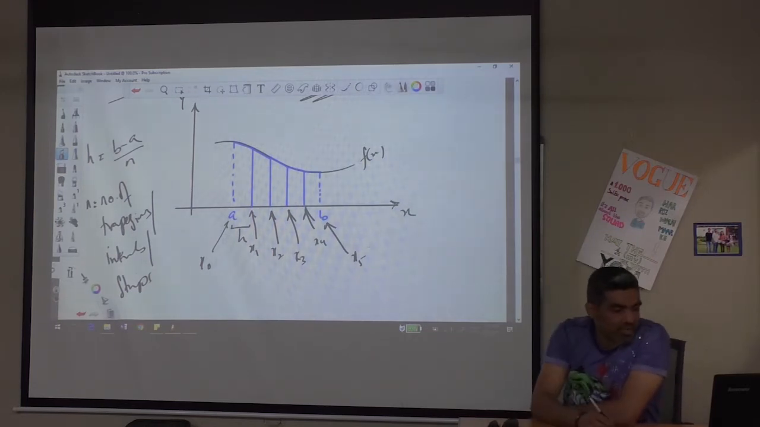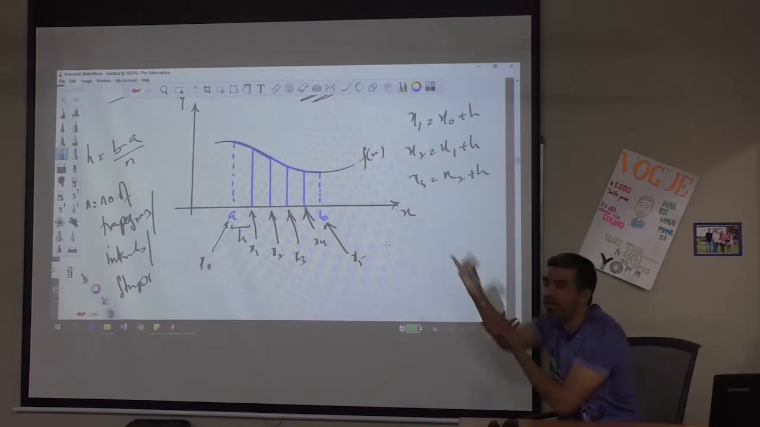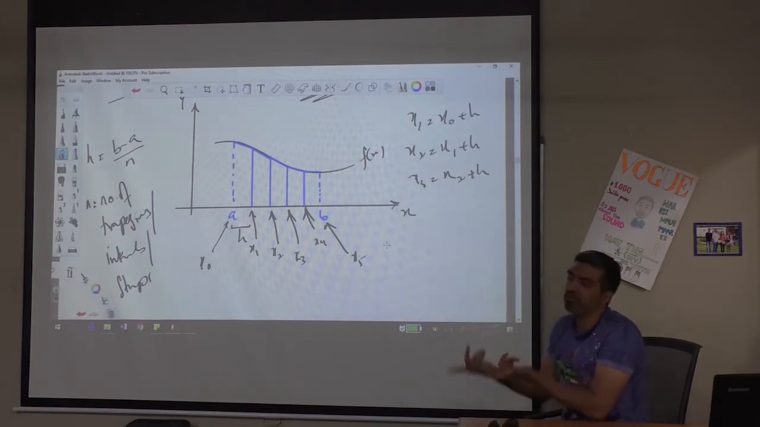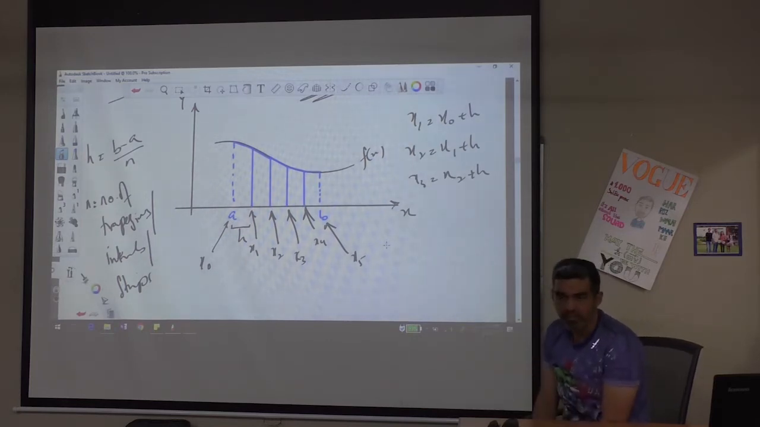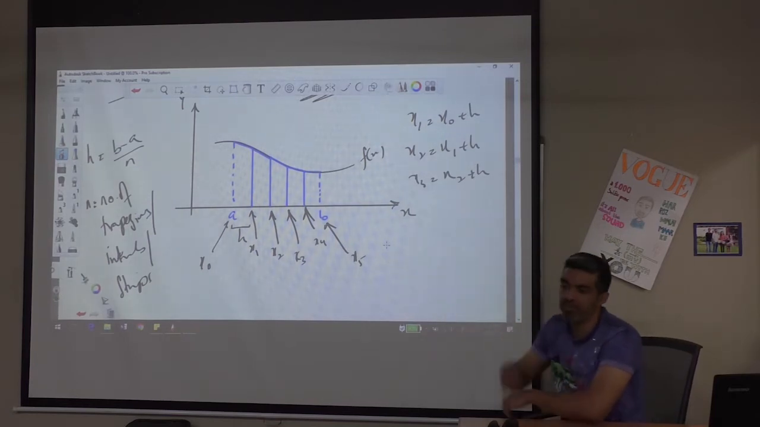So basically, how do you get x1? It's x0 plus h. How do you get x2? It is x1 plus h. How do you get x3? It is x2 plus h. अब h add करके चले जाओ, and ultimately your final limit b पे आ जाएगा. Right? So your lower limit is x0. That's where you start off, and you end at your upper limit of the integration.